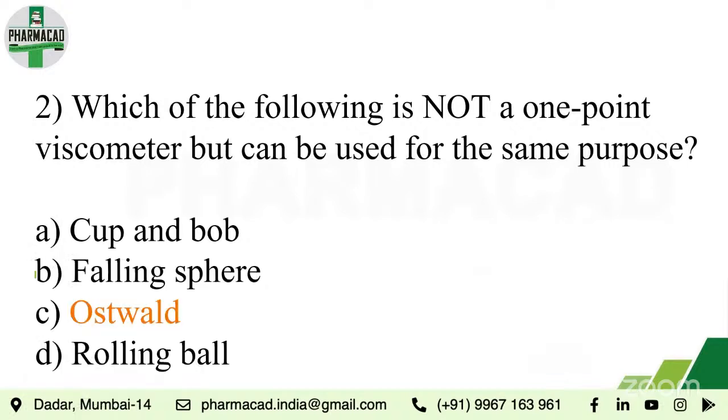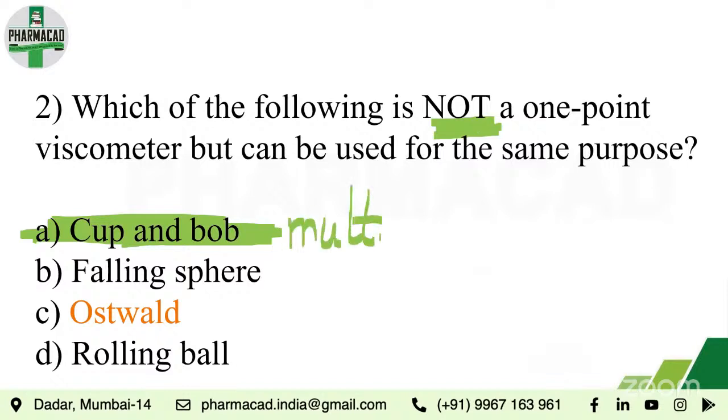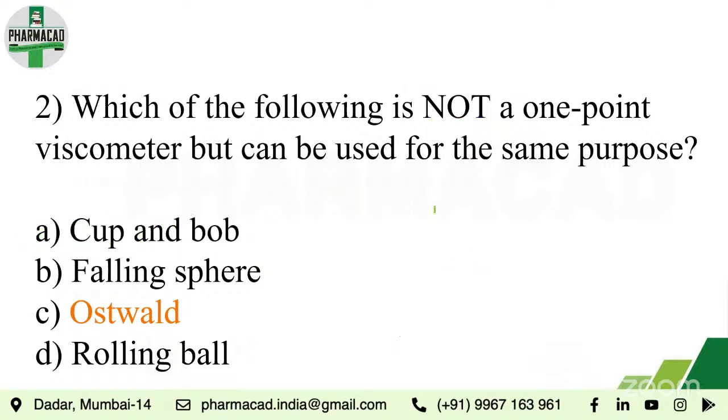Let me just mark the correct answer. Cup and bob is not a 1-point viscometer. It's a multi-point viscometer. But you can also measure the viscosity at one shear stress as well, and you can measure at different shearing stresses as well. Clear, everyone? Yes, ma'am.